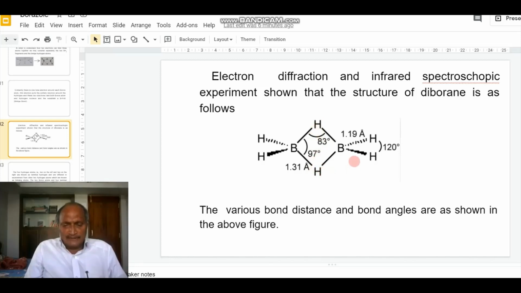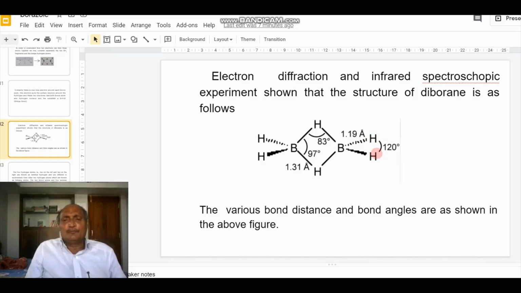The 2 boron atoms and 4 terminal hydrogen atoms lie in the same plane, while the 2 bridging hydrogen atoms, one above and one below, lie perpendicular to the plane of the boron atoms and terminal hydrogen atoms. The various bond distances and bond angles are as shown in the figure.